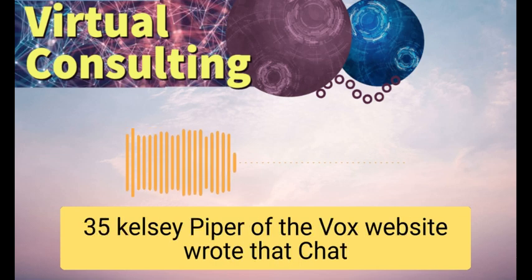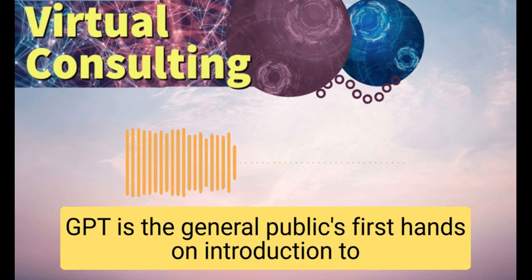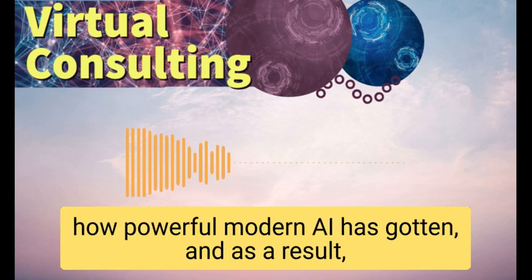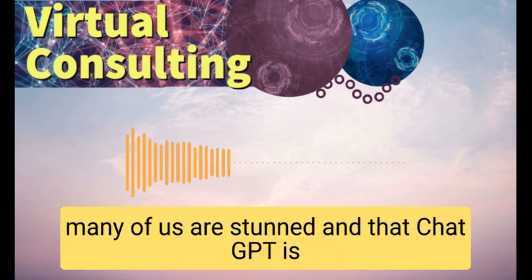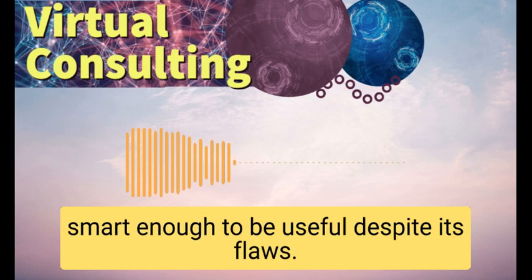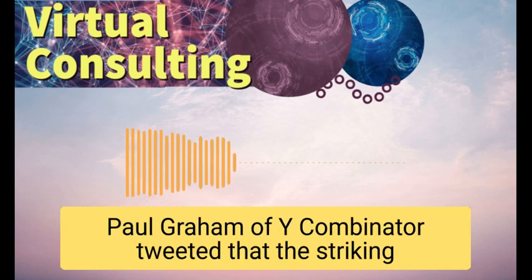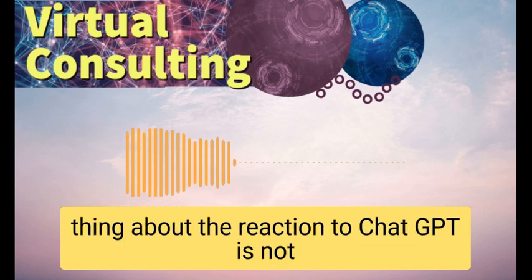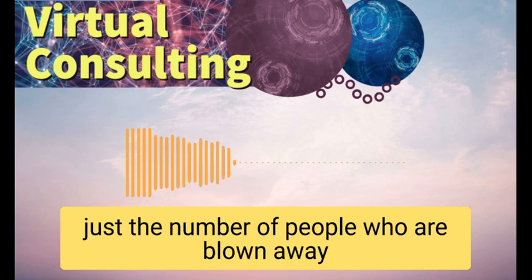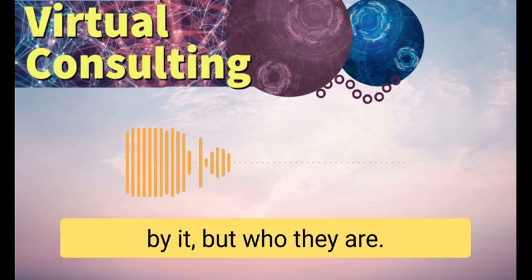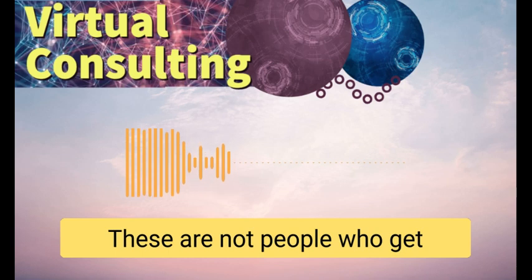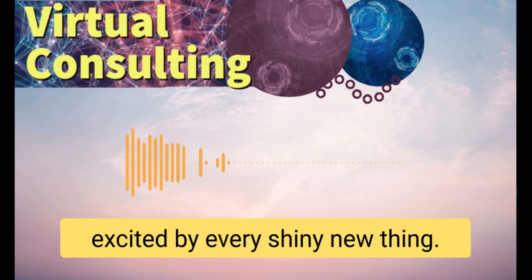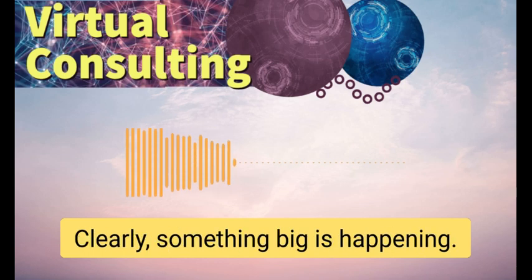35. Kelsey Piper of the Vox website wrote that ChatGPT is the general public's first hands-on introduction to how powerful modern AI has gotten, and as a result, many of us are stunned, and that ChatGPT is smart enough to be useful despite its flaws. Paul Graham of Y Combinator tweeted that the striking thing about the reaction to ChatGPT is not just the number of people who are blown away by it, but who they are. These are not people who get excited by every shiny new thing. Clearly, something big is happening.